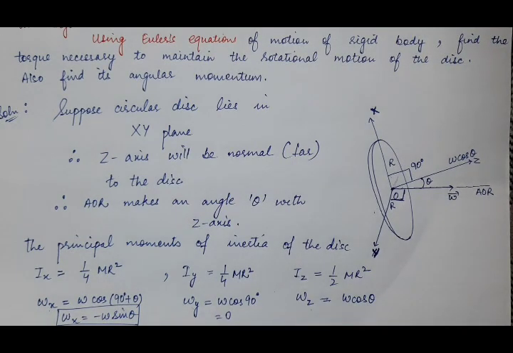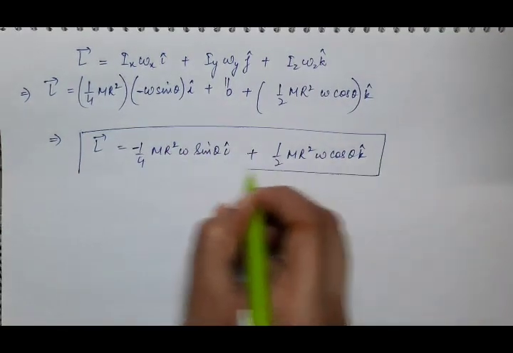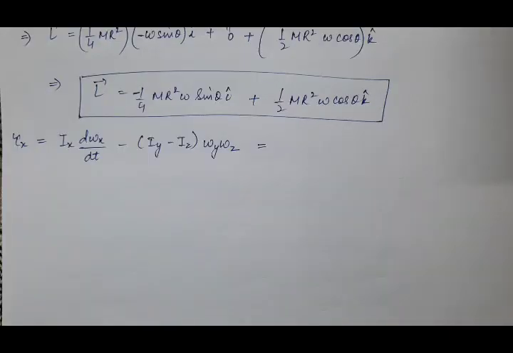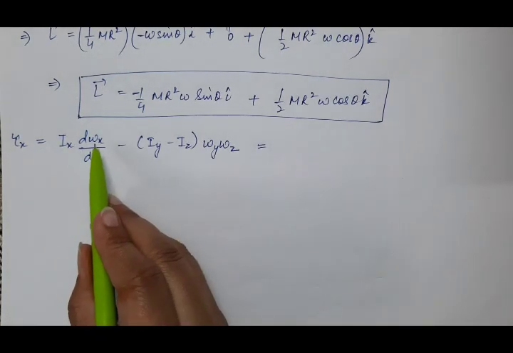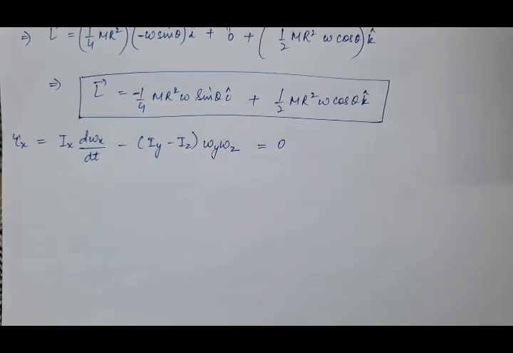Now you can easily find the value of the angular momentum vector, that is the L vector. So this will be the required value of the angular momentum vector after putting the values of Ix omega x, Iy omega y and Iz omega z. So now we will find the values of tau x, tau y, tau z by using Euler's equations of motion of a rigid body, like we did in our last numerical. Now when you put all the values of Ix, d omega x, Iy, Iz, this x component will come out to be 0.